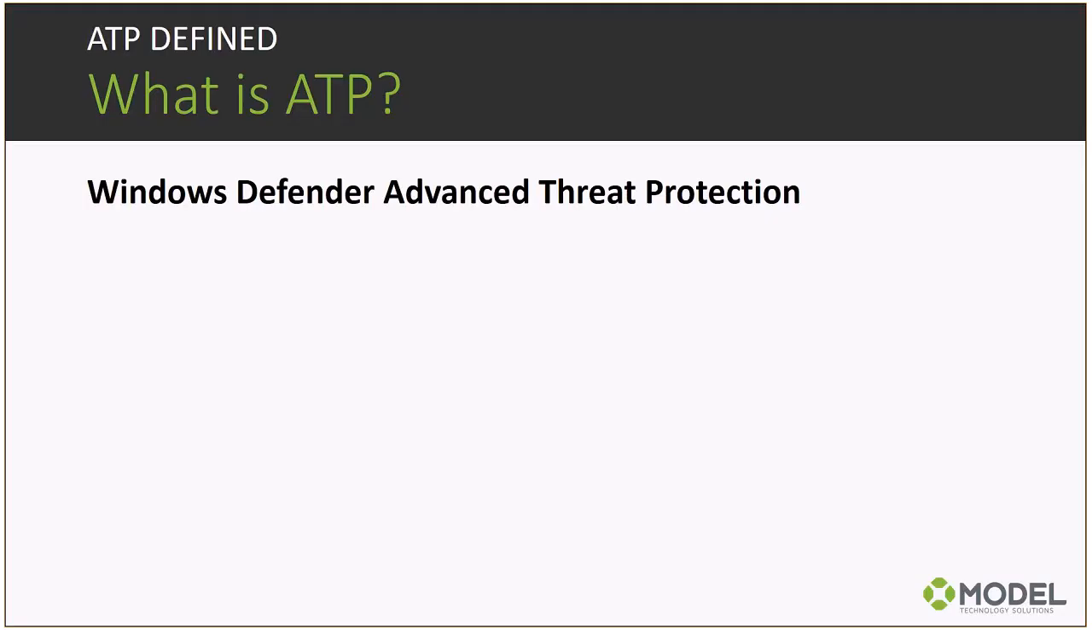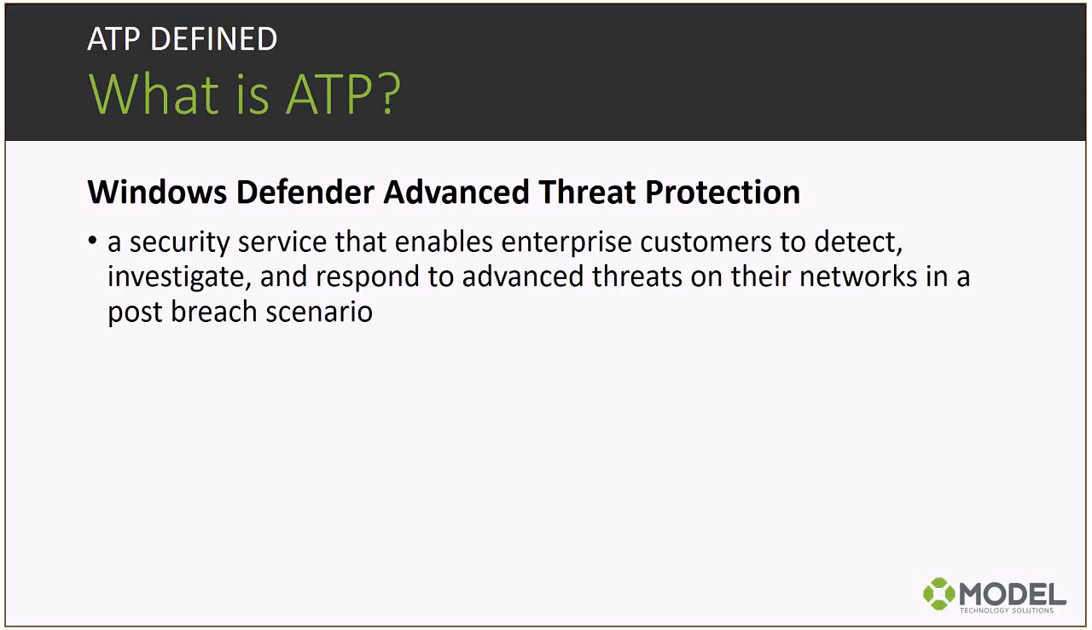So let's talk about ATP and define that, right? So what is ATP? Windows Defender Advanced Threat Protection is a security service that enables you guys to detect, investigate, and respond to threats on the networks in a post-breach scenario.